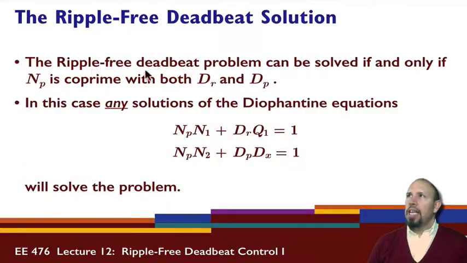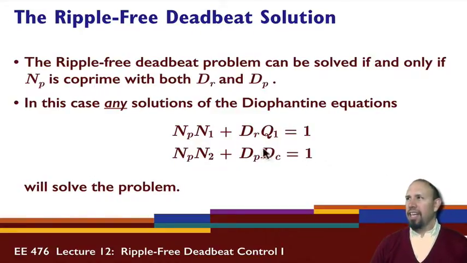So the ripple-free deadbeat control problem can be solved if and only if NP is coprime with both dc and dp. In this case, any of the solutions of the Diophantine equations will solve the problem. So remember, there's an infinite number of solutions, and that will solve the problem. Actually, that should say dc, not dr. So these are the Diophantine equations. Any solutions of these Diophantine equations will solve the problem.